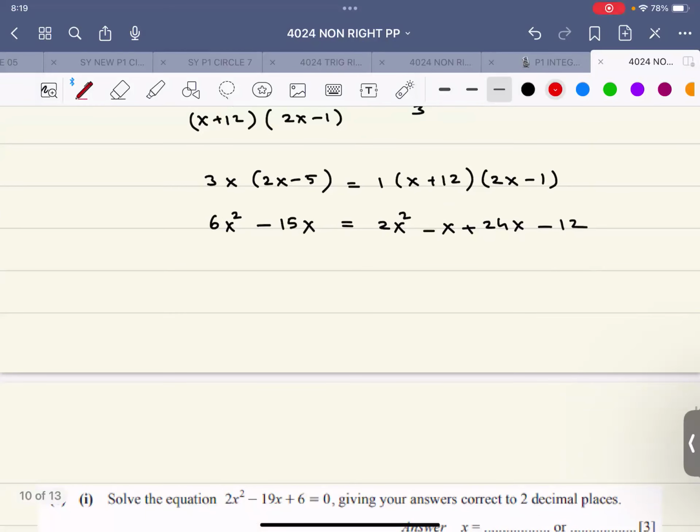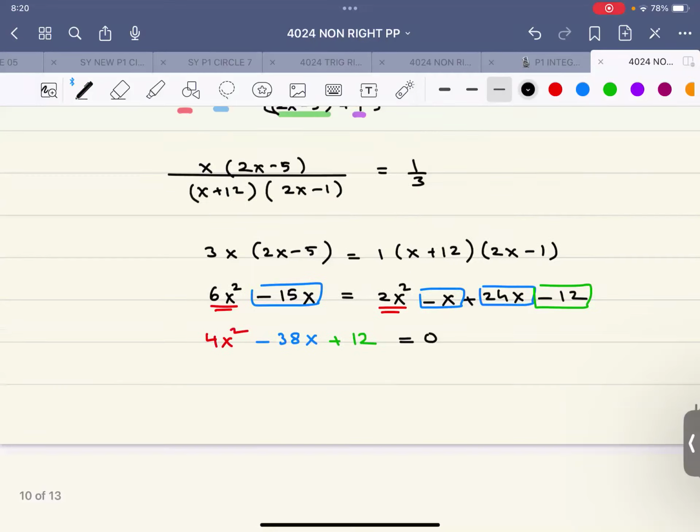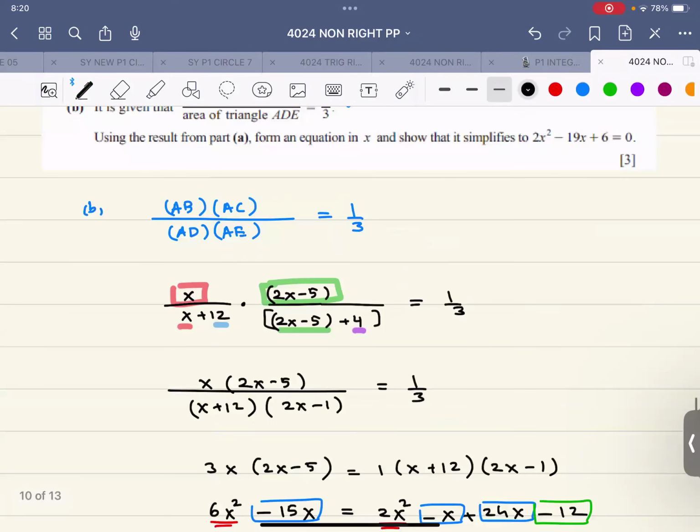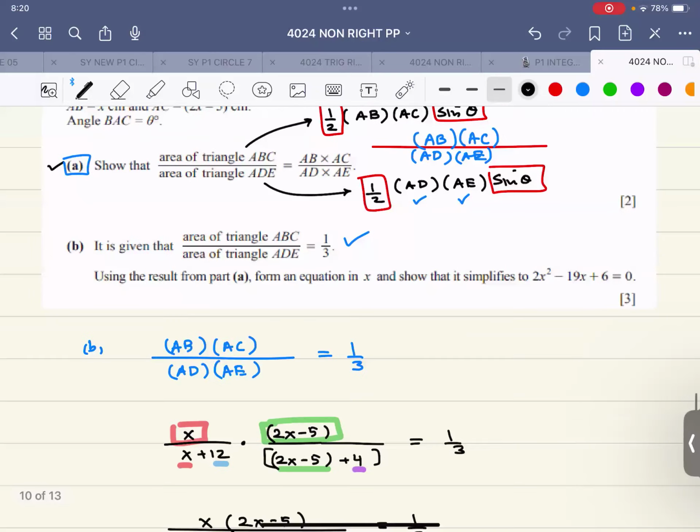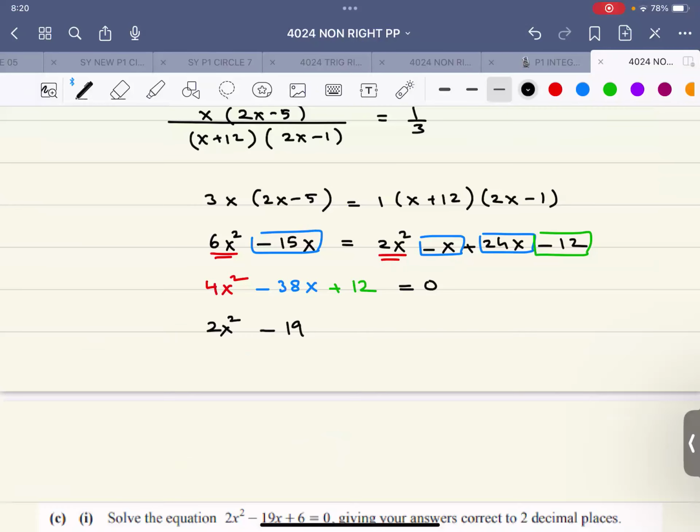Transfer everything to one side. 6x squared minus 2x squared, that is 4x squared. Negative 15x, negative x goes on the other side, 24 goes on the other side. So that is plus 23. So negative 15, negative 23 is negative 38. And then we have this negative 12, take it to the other side, that becomes positive 12, and we are equating it to 0. Let's double check. 4, negative 38, and 12. So let's divide by 2. 2, negative 19, 6 equals to 0. So we got it all right.